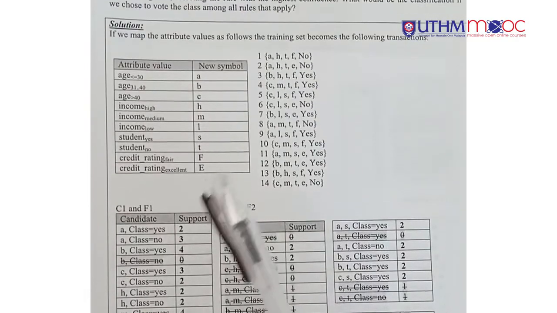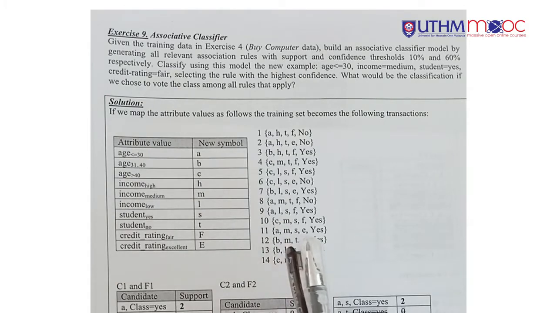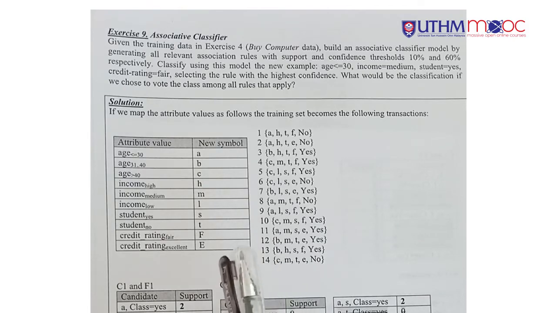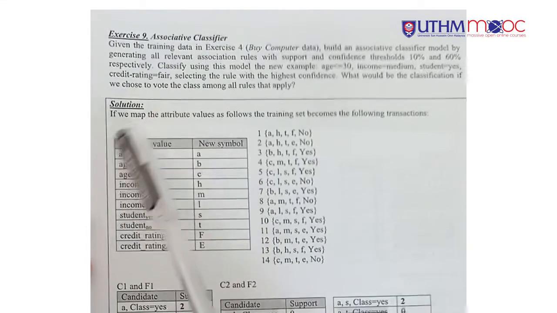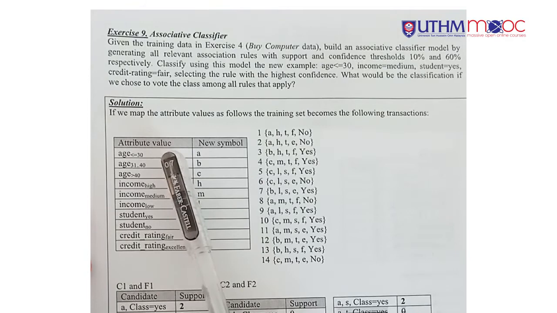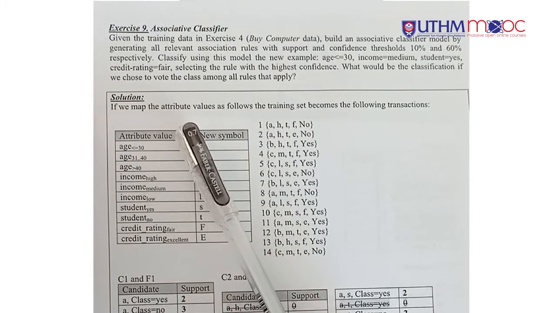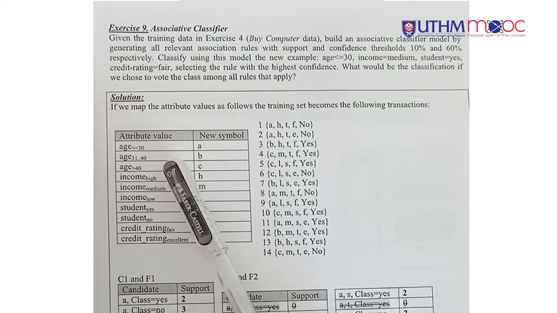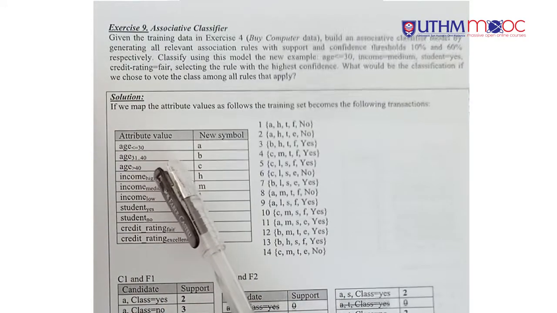The first step is to map the attribute values as follows, because the original data set is too much to write, so we represent the attributes with symbols. We have the attributes age, income, student, and credit rating. For attribute age, there are 3 values: age less than 30, age between 31 to 40, and age above 40.